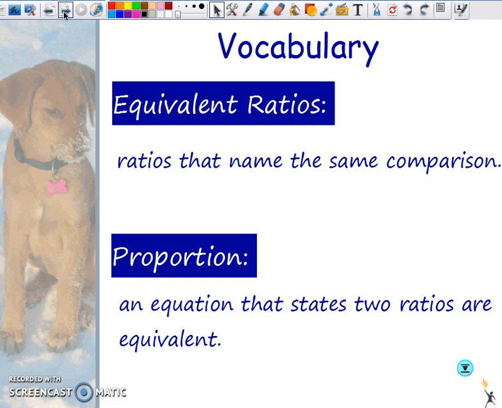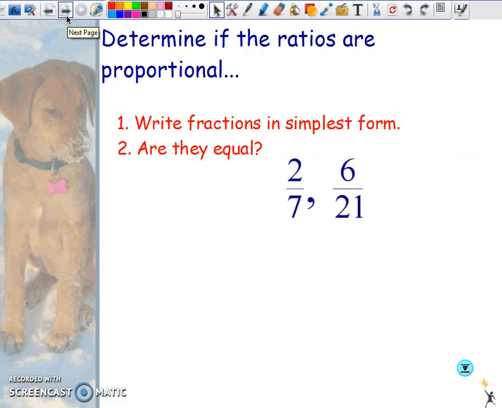And we kind of talked about that on Tuesday, where we talked about, well, if we travel a certain amount of miles in 6 hours, how many would we travel in 12 hours? Okay, that is an equivalent ratio, also a proportion. So if we want to determine if the ratios are proportional, there are several ways of doing this.